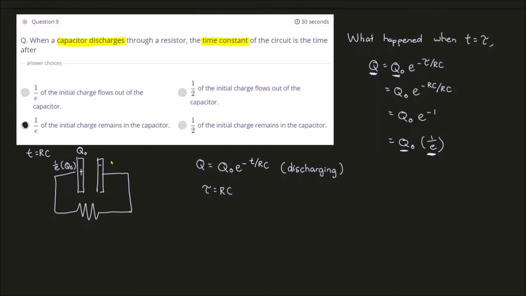A is wrong because the initial charge is stored, not flows out. Flows out is wrong. 1 over 2 is definitely wrong. So our answer will be 1 over e of the initial charge remains in the capacitor. So that's all for question 9.